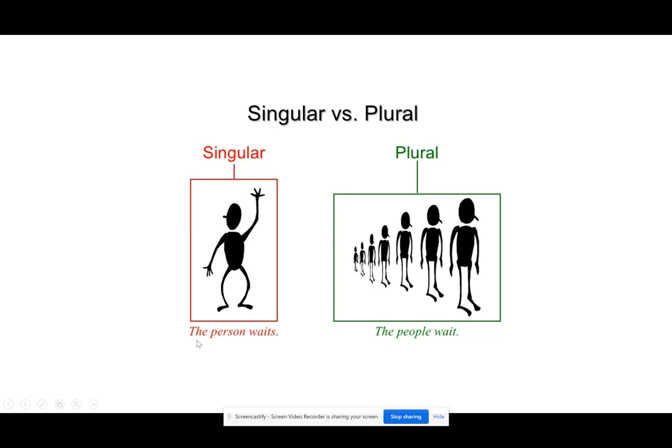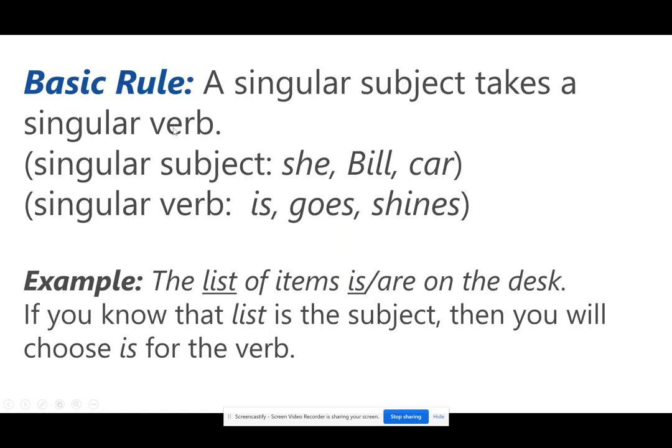So look at this. The person, a singular person, the person waits. The people wait. So there's a basic rule that a singular subject takes a singular verb. A singular subject example is she, Bill, car. And an example of a singular verb can include is, goes, shines.